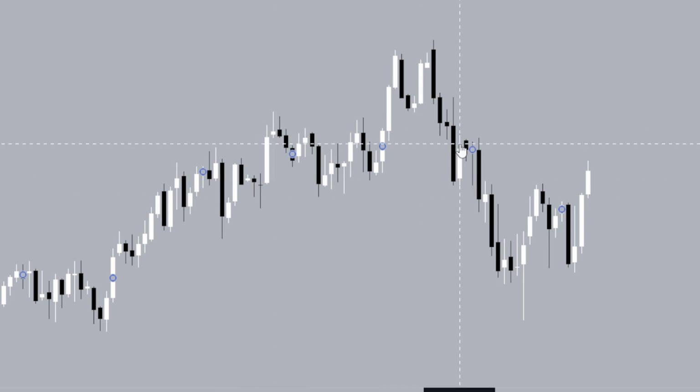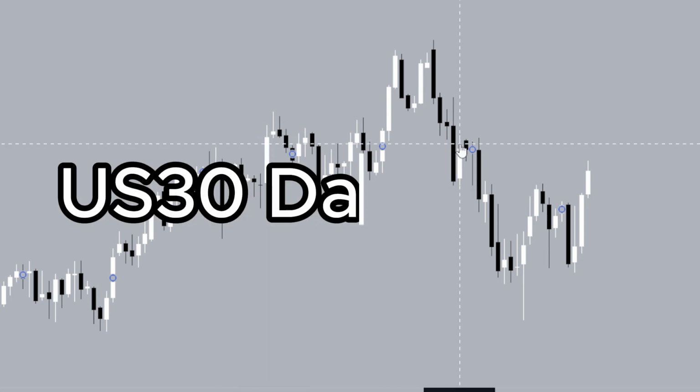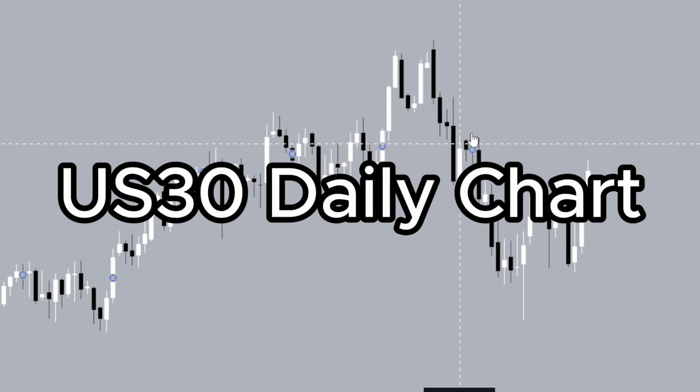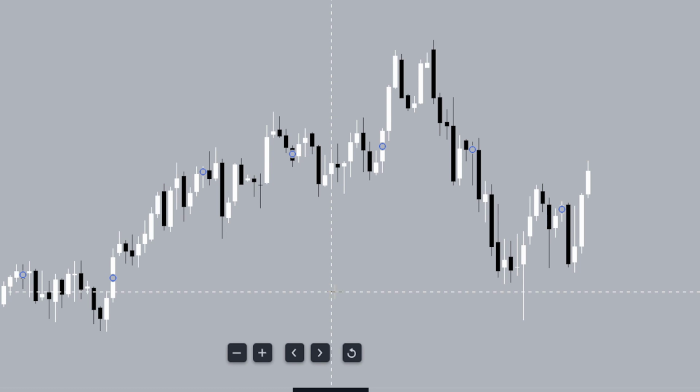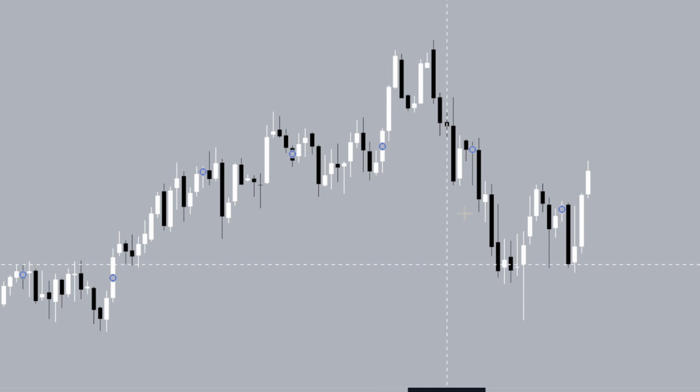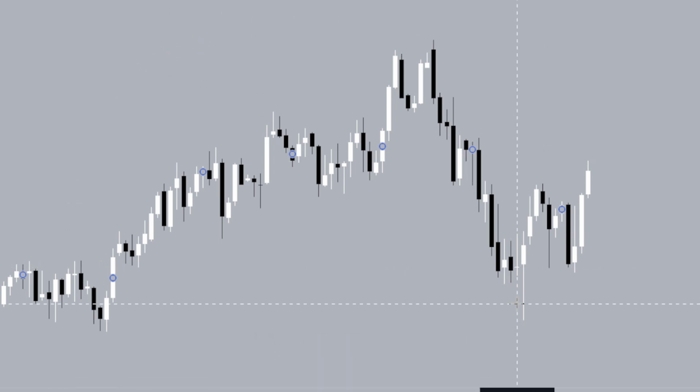Here we have the US 30 daily chart in front of us, and I'm going to be going over a daily analysis, price action review, and an overall case study of a potential New York trade you could have taken last week. So here we are on the daily time frame, and we have a couple of concepts just to point out right from the get-go.